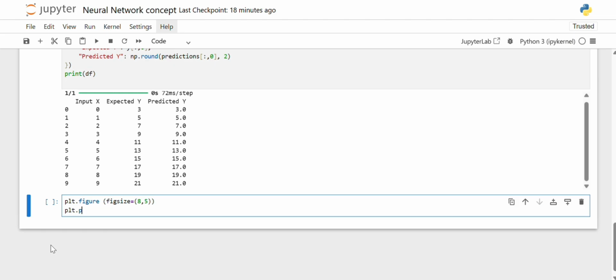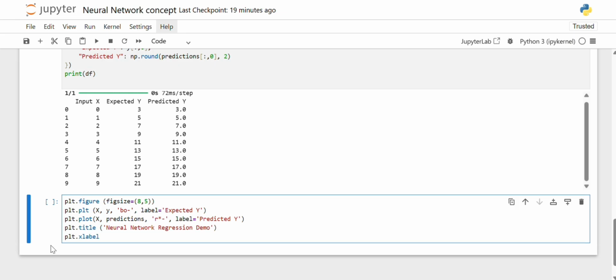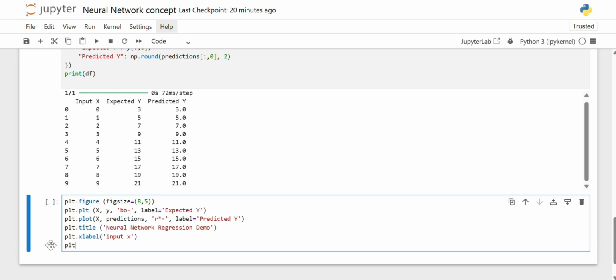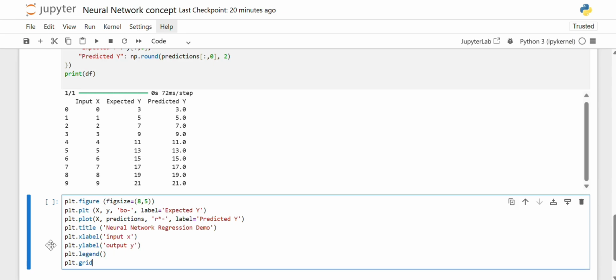This is a very simple example. It demonstrates the entire process of building, training and evaluating a neural network model from scratch. In this graph, the blue line shows the actual values and the red line shows the model prediction. Both lines overlap closely. It means our neural network learned the pattern perfectly.